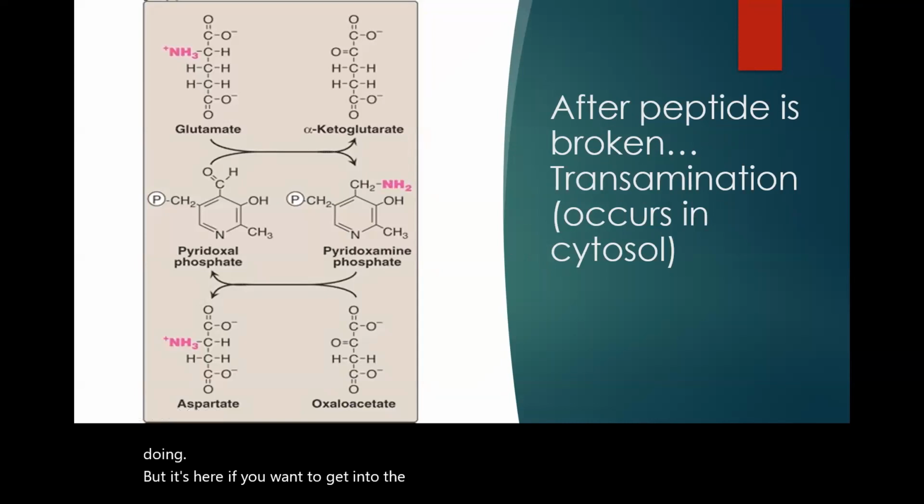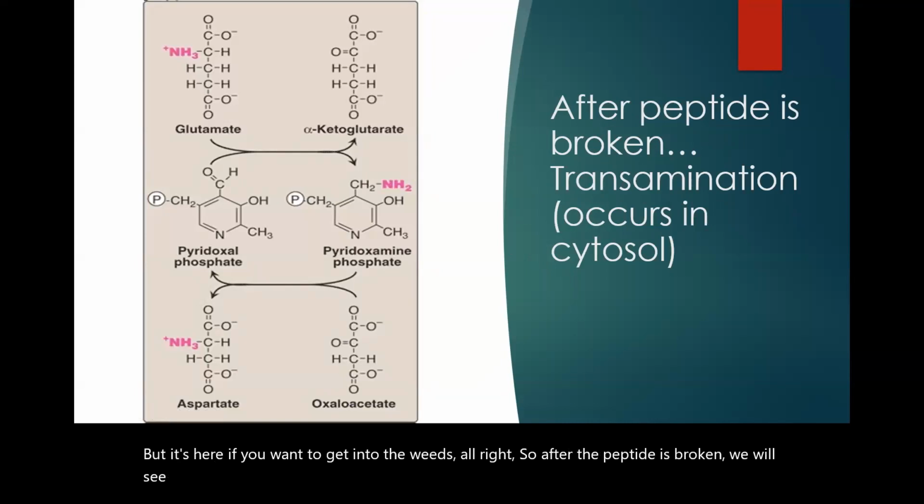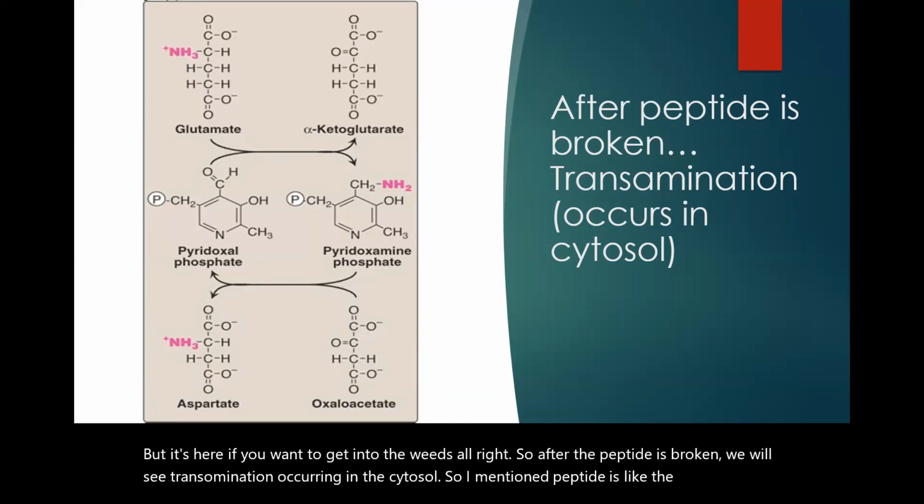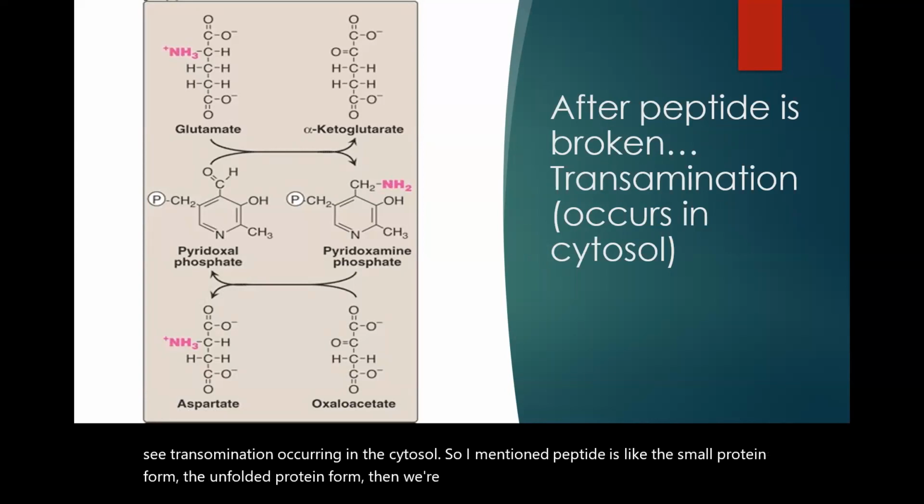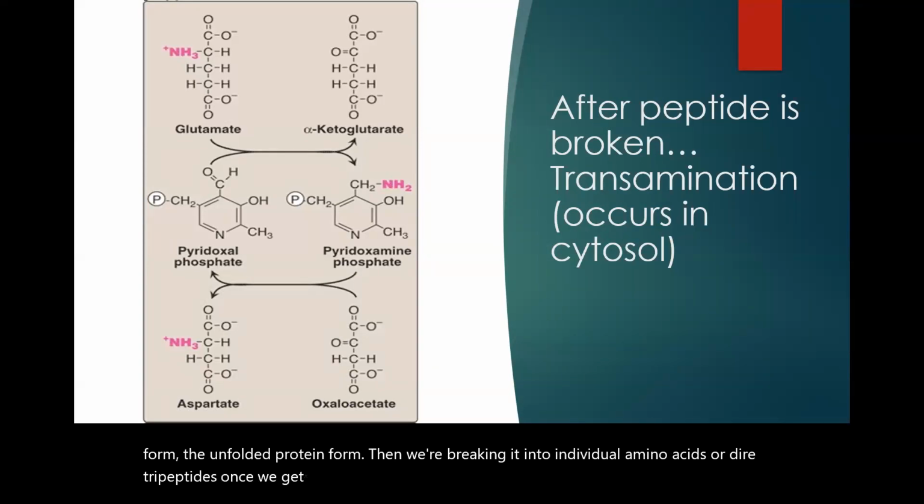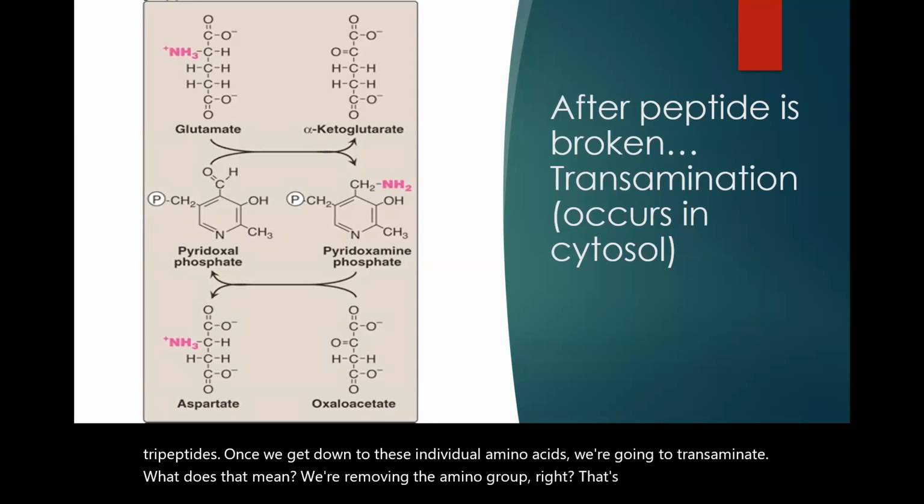All right, so after the peptide is broken, we will see transamination occurring in the cytosol. I mentioned peptide is the small protein form, the unfolded protein form. Then we're breaking it into individual amino acids or di- or tripeptides. Once we get down to these individual amino acids, we're going to transaminate. What does that mean? We're removing the amino group. That's all transamination means. And this is going to happen in the cytosol of the cells.